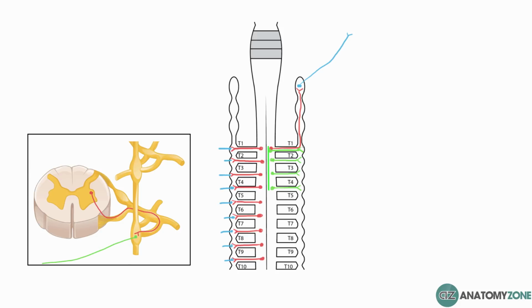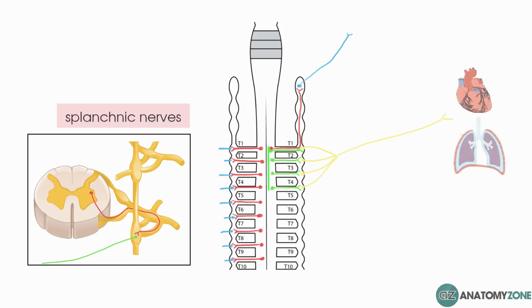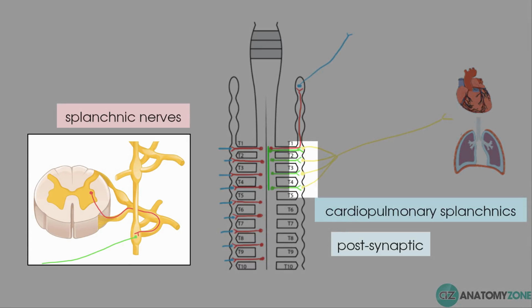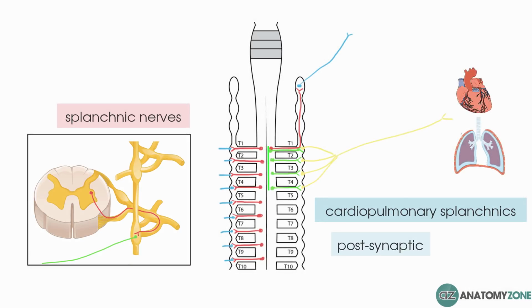Remember that autonomic nerves that take off on their own like this, without travelling in a spinal nerve, are known as splanchnic nerves. So these nerves supply the heart and the lungs, and are therefore known as cardiopulmonary splanchnic nerves. It is important to note that these splanchnic nerves are post-synaptic, so the fibres arise after synapsing in the sympathetic ganglia. We will see in a moment how the abdominopelvic splanchnic nerves are pre-ganglionic.